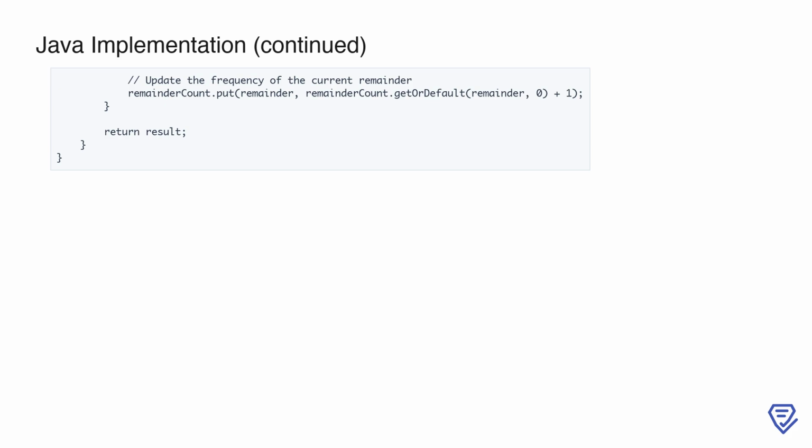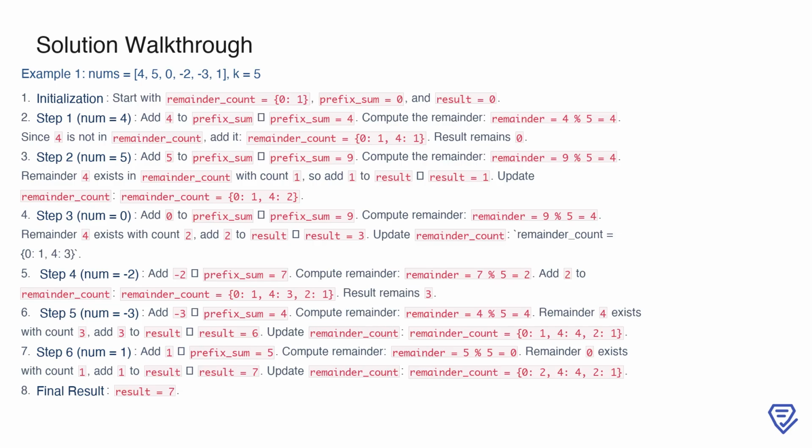This approach efficiently calculates the desired count in O(n) time complexity, where n is the length of the input array, thanks to the use of prefix sums and the hash map for constant time lookups. By leveraging the properties of remainders and modular arithmetic, we avoid the need for nested loops, making our solution optimal and scalable for larger inputs. To solve the problem, we use a combination of prefix sums and a hash map to keep track of remainders.